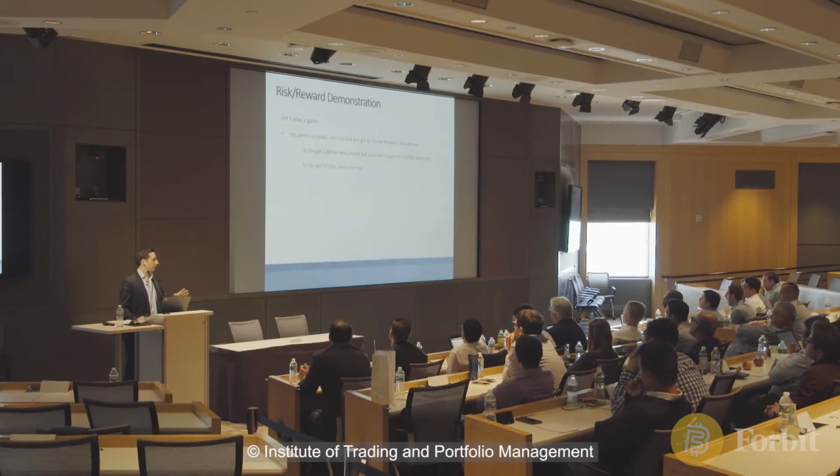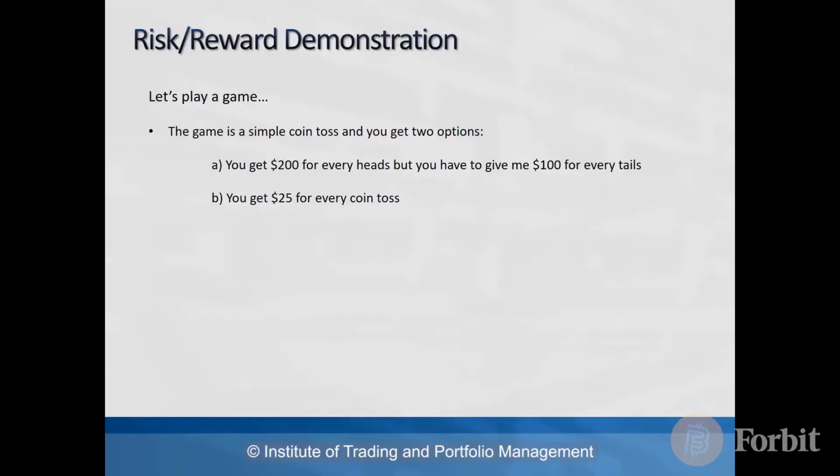I'm going to give you two options. In option A, you get $200 for every heads, but you give me $100 for every tails. Or in option B, you get $25 for every coin toss. I'll let you think about that for a moment, and then I'll ask you by a show of hands which option you'd rather go for, and we'll talk about the outcome.